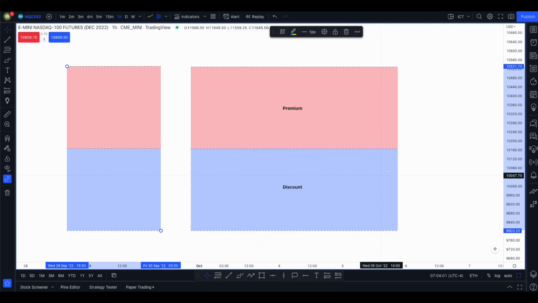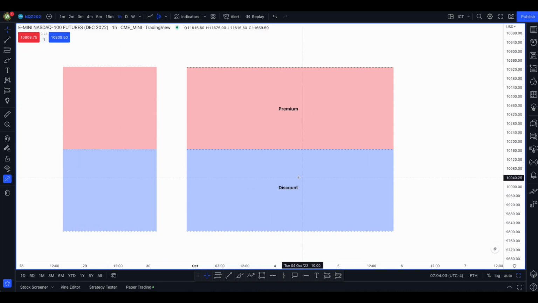Now, once you've done that, we can see I've drawn discount in blue because, again, you want to be buying in a discount and you want to be shorting in the premium. That's what I've drawn out in red, okay? So again, feel free to set that up as you'd like.